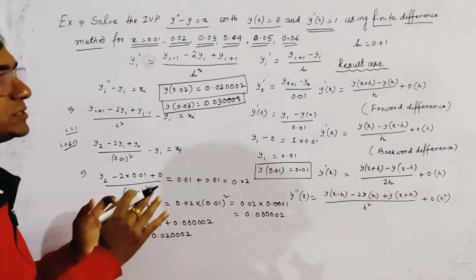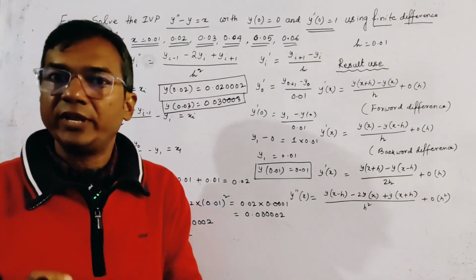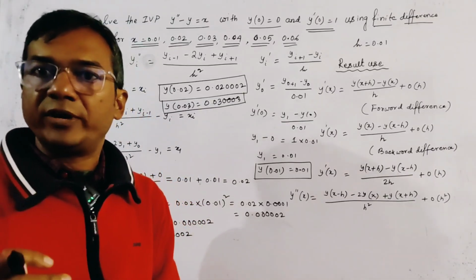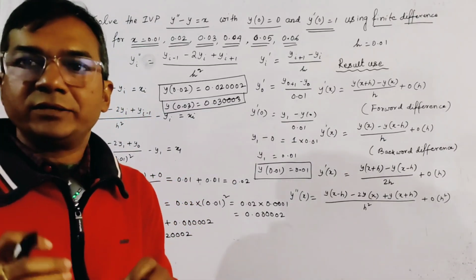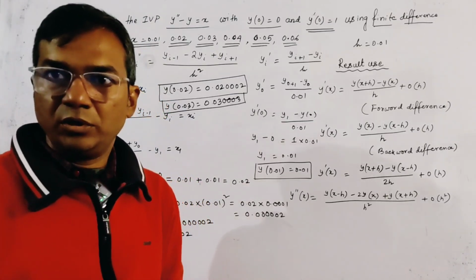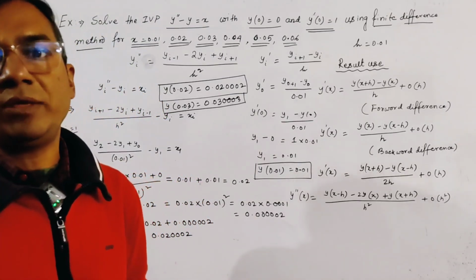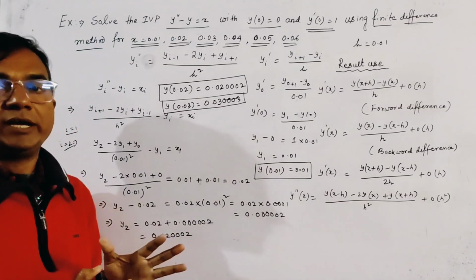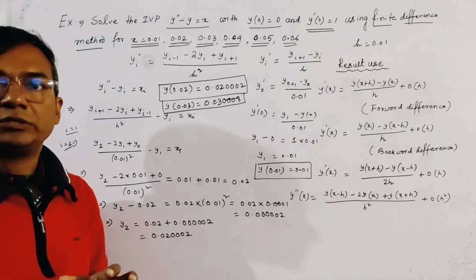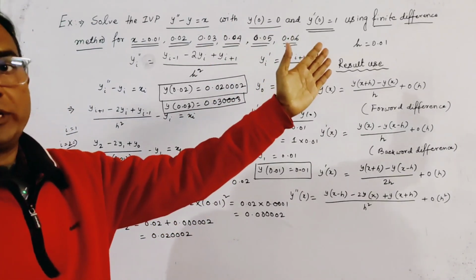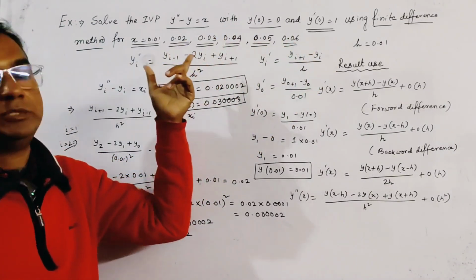And this is today's class. A very important problem, but an easy problem of finite difference method. Generally, finite difference method is used in boundary value problems, and exceptionally it is also given to solve the initial value problem using finite difference method, and this is an example of this type.